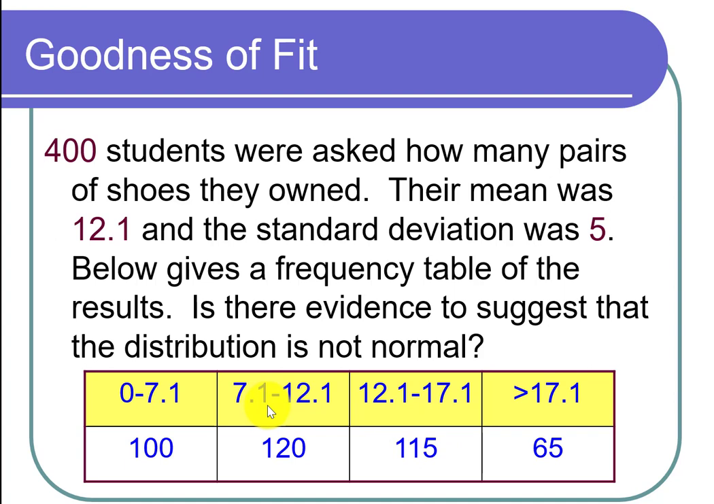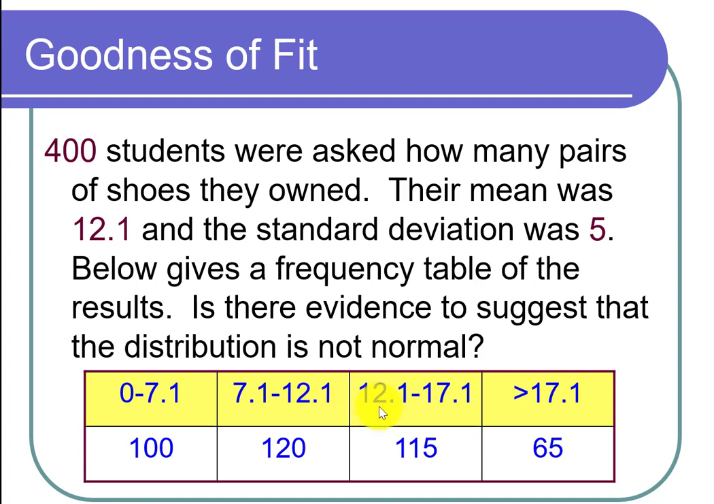So now we just have to remember the empirical rule. And that, if you remember, works as follows. 68% of the data should be within one standard deviation of the mean. So the left-hand side should be half of that, and half of 68% is 34%. So our expected would be 34% for this lower middle interval and 34% for the upper middle.